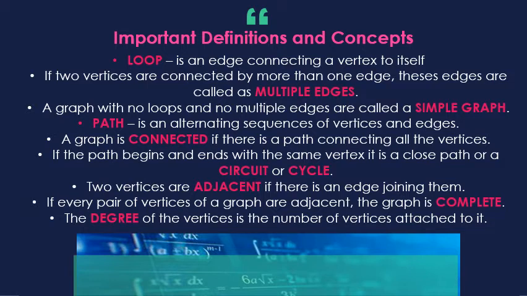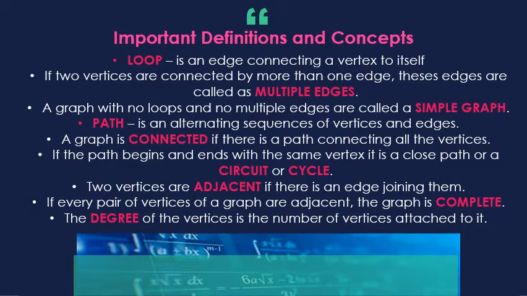Next, path. A path is an alternating sequence of vertices and edges. So you have an edge, a vertex, edge, vertex. A graph is connected if there is a path connecting all the vertices. If the path begins and ends with the same vertex, it is a closed path or a circuit or cycle. So you start and end with the same vertex, so it is called a circuit or cycle.